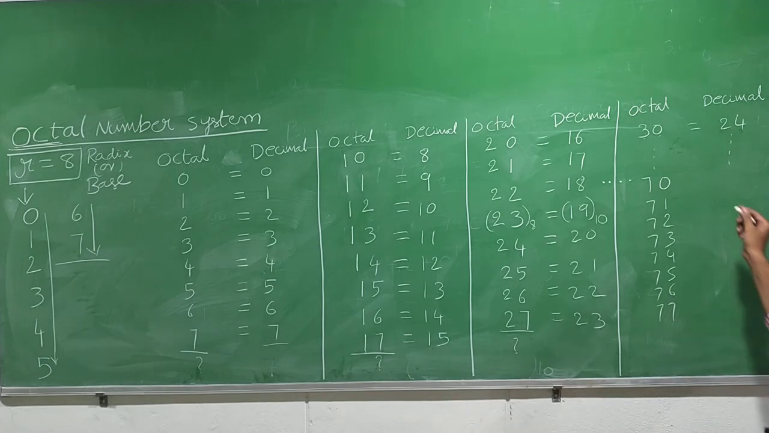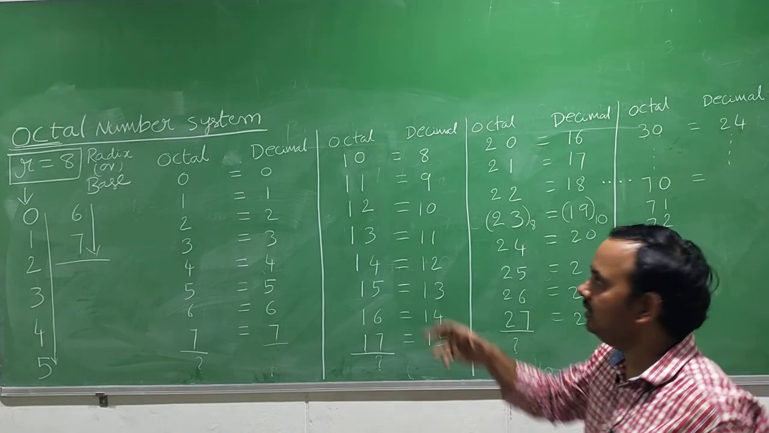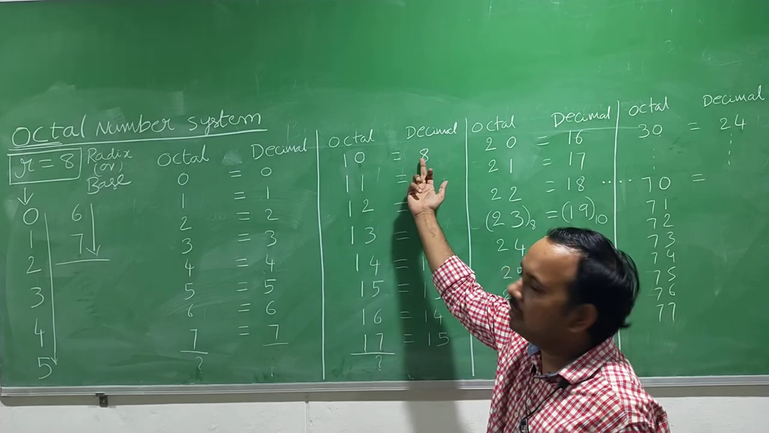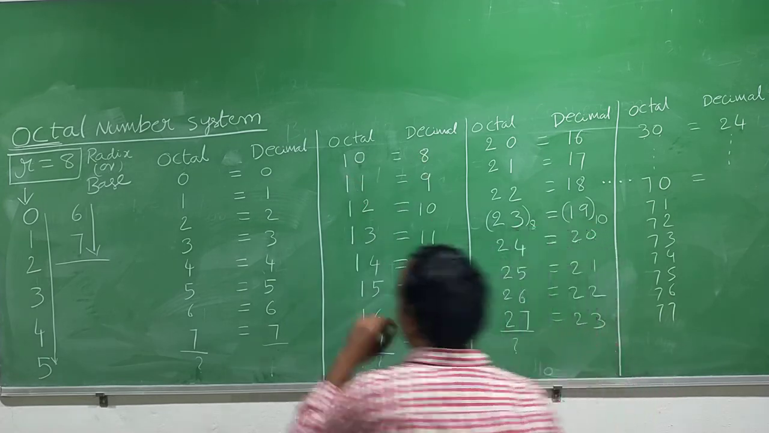Okay, what is the equivalent decimal number here? How can we find it out easily? Because we cannot say easily. If the octal number is 10, what is the decimal number? 8, right? So how does that 8 come?